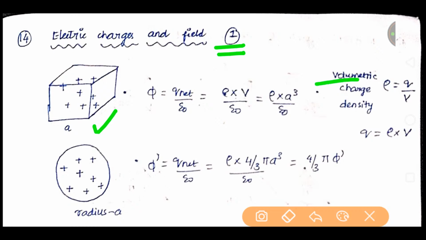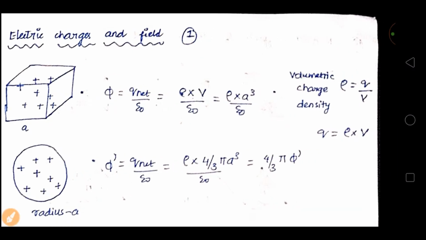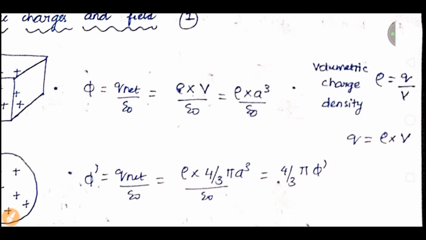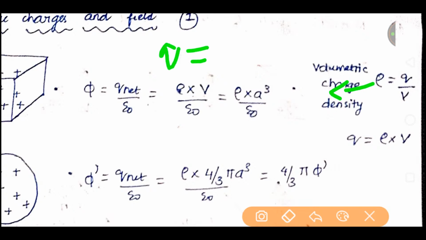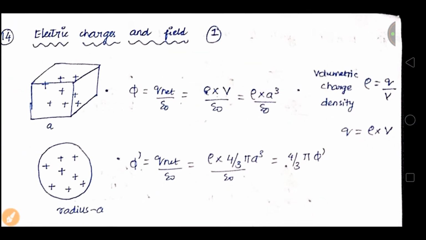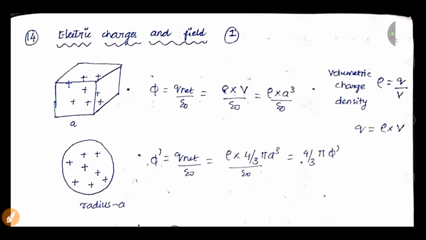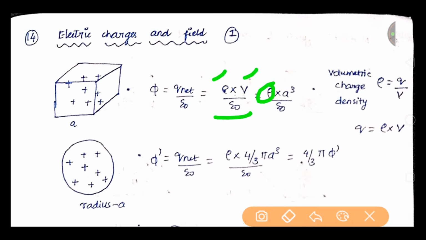You should know volumetric charge density. Volumetric charge density means rho is equal to q by v. What is rho? Volumetric charge density, q by v. So q can be written as volumetric charge density into volume. So phi is rho into v by epsilon naught. Rho is constant, epsilon naught is constant. What is the volume for the cube?